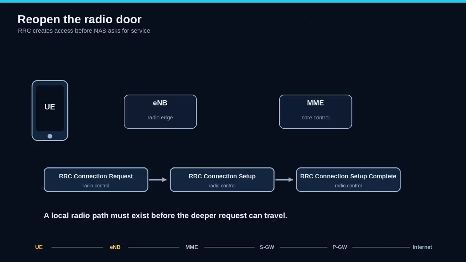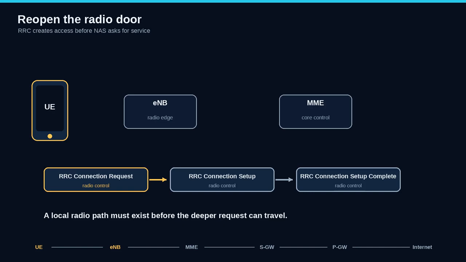The first obstacle is local. Before the core network can restore anything, the UE needs a radio side control connection to the ENB. Watch the road nearest the phone rebuild in three moves. First, the UE sends an RRC connection request. RRC means Radio Resource Control, the signaling layer that negotiates the radio connection. The request is not the data packet itself. It is a knock on the radio door.